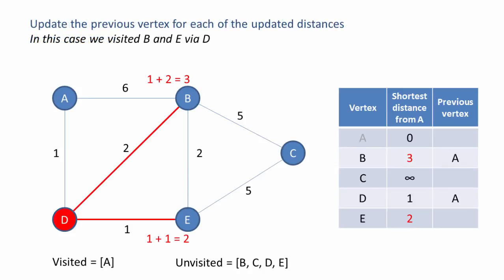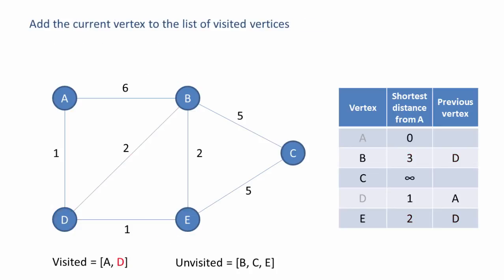Now we update the previous vertex for each of the updated distances. In this case, we visited B and E via D. So we write this information into the table. Add the current vertex to the list of visited vertices. We won't be visiting D again.